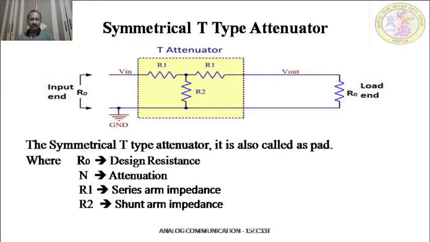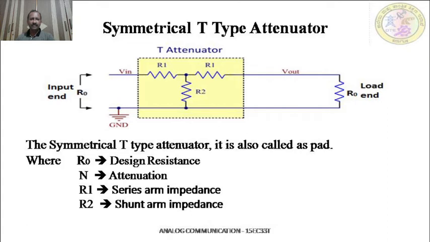In this, you are going to use four important terms. R0 is called the design resistance, sometimes also called the load. N is the attenuation. They can give the N value directly, or in terms of dB, in which case you have to calculate the N value from decibels. Resistance R1 is called the series arm impedance, and R2 is called the shunt arm impedance. This is about the construction of our circuit diagram.